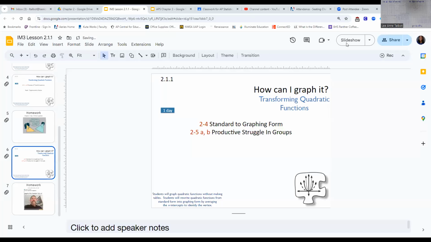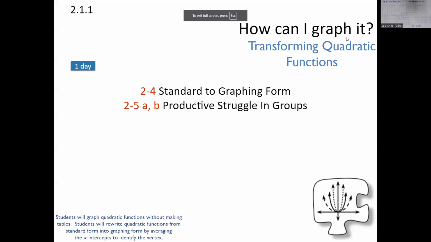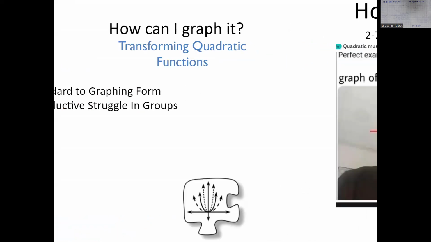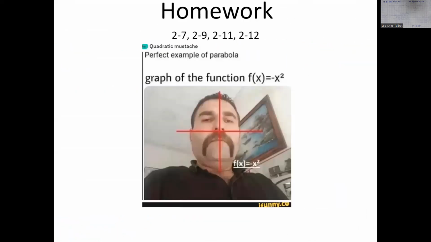Okay. Did we do standard to graphing form? Yes. Did we have productive struggle in groups? Yes. Homework is 4 problems, 7, 9, 11, and 12.